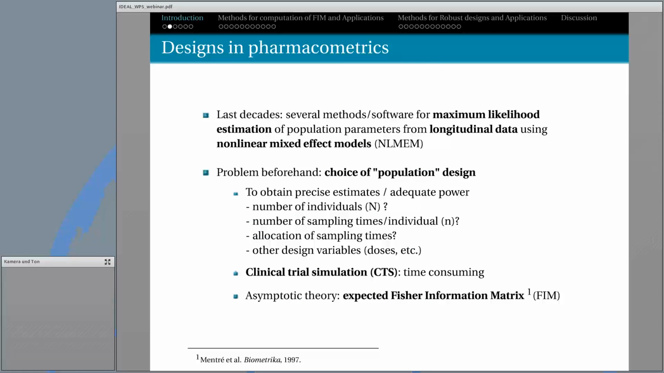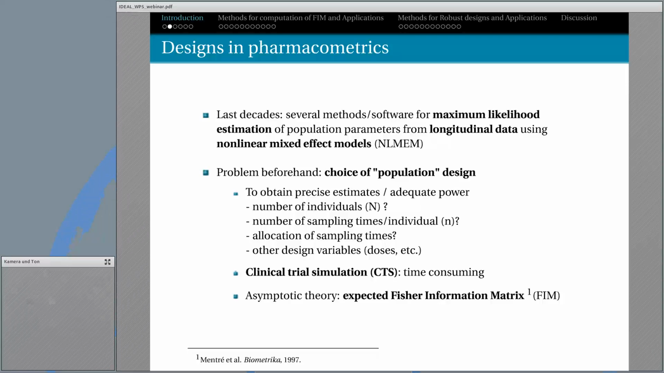So you all know that for the last decades, there have been several methods and software that were developed for maximum likelihood estimation of what we call population parameters for those longitudinal data using nonlinear mixed effect models or generalized linear mixed effect models. And today we're focusing on the problem before that, which is the choice of what we call the population design, which is the number of individuals, the number of samples or sampling times per individual, the allocation of the sampling times, and when I say sampling times, those variables could be other design variables like doses.